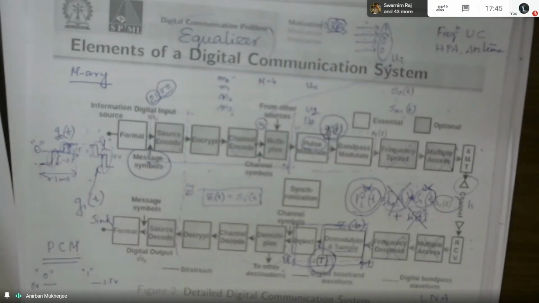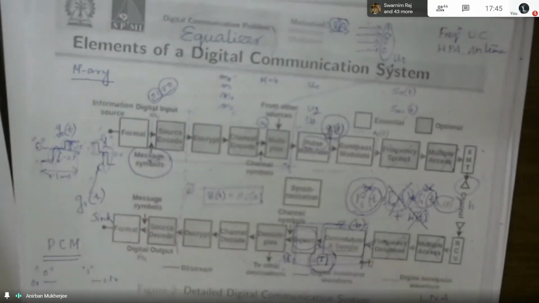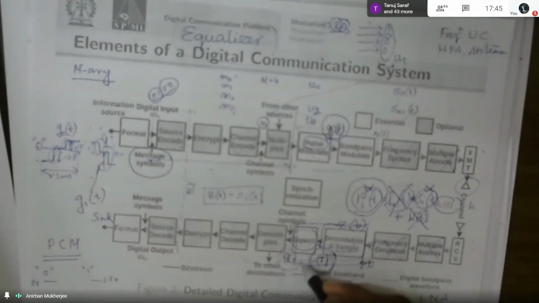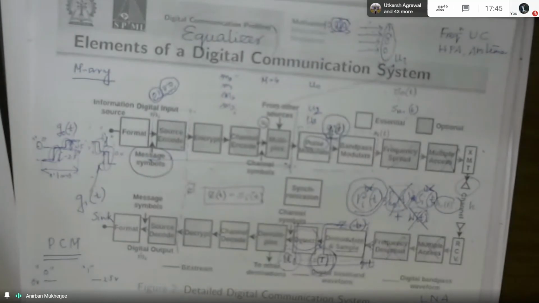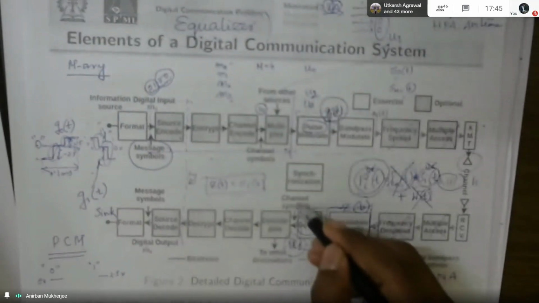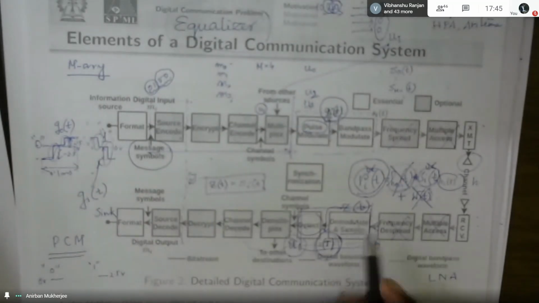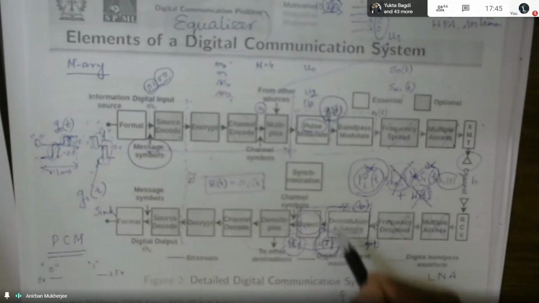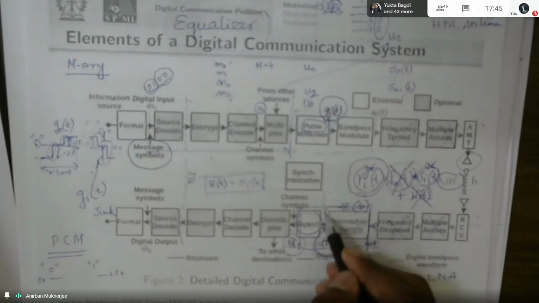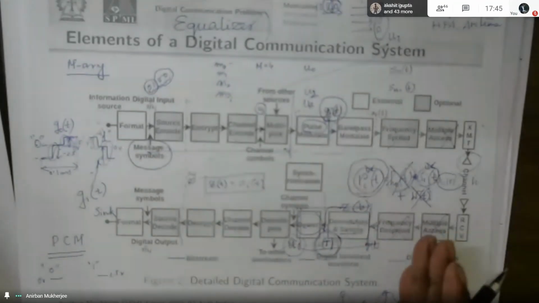Okay, and please remember, detection is basically a decision-making process where finally you will get some sort of a symbol, some sort of logical information. After detect, everything is logical: bits, symbols, all this logical information. Before the detect, all these are electrical waveforms.